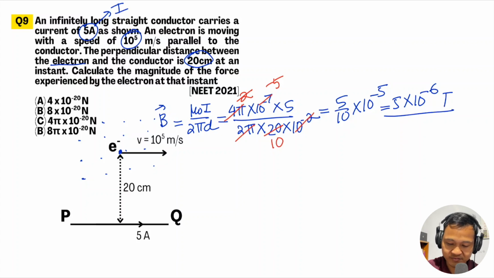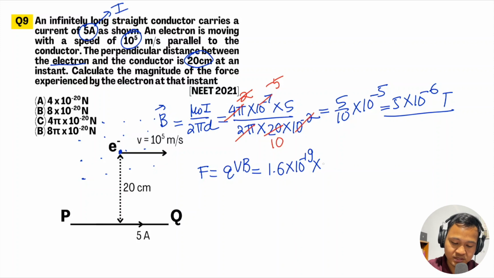Okay, so that is the magnetic field. Now the force. Force is Q into V B into sine theta. The velocity is parallel to the wire and the magnetic field is out of the plane, so they are perpendicular. So sine 90 is 1. The charge is that of an electron: 1.6 into 10 power minus 19, into V which is 10 power 5, and B is 5 into 10 power minus 6. Let's solve that.